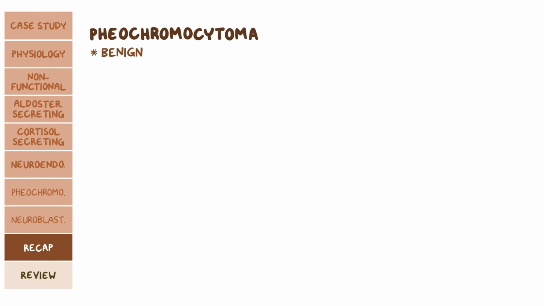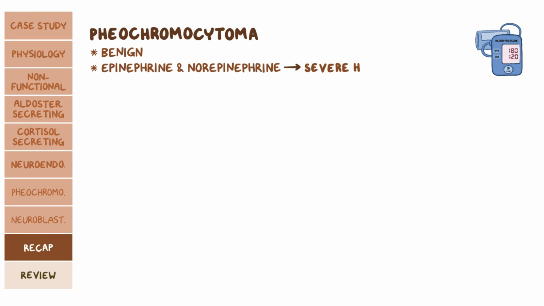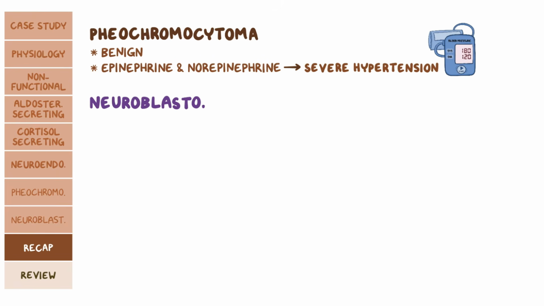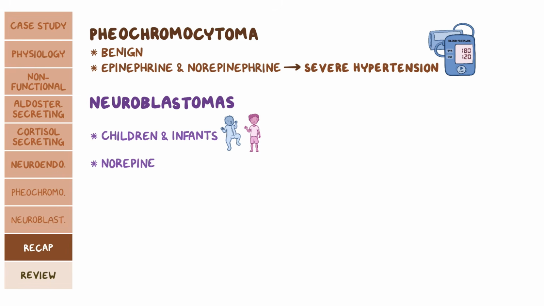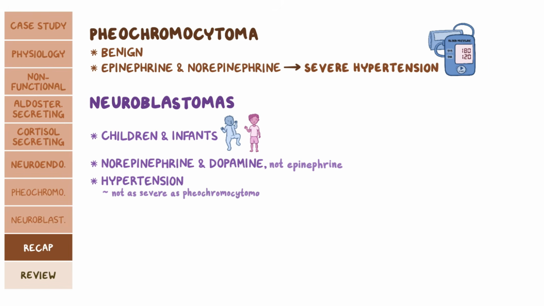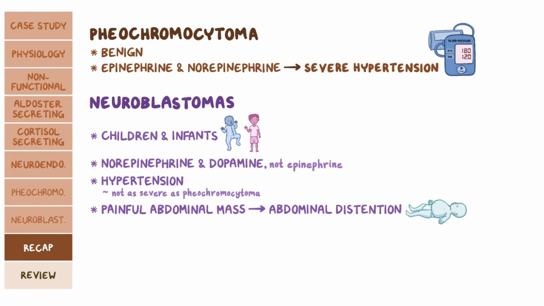Pheochromocytomas are typically benign, and they release epinephrine and norepinephrine, which leads to severe hypertension. Neuroblastomas are a cancer of the adrenal medulla that's mainly seen in children and infants. They secrete norepinephrine and dopamine, but not epinephrine. So while they also cause hypertension, it's not as severe as that seen in pheochromocytoma. They can grow very large, causing a palpable, painful abdominal mass, and even abdominal distension.